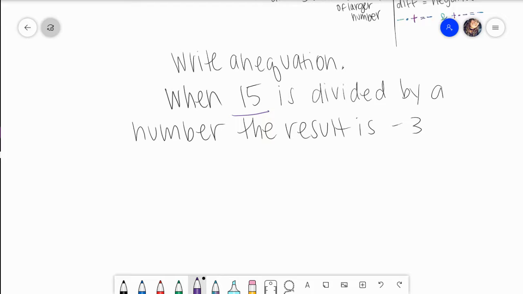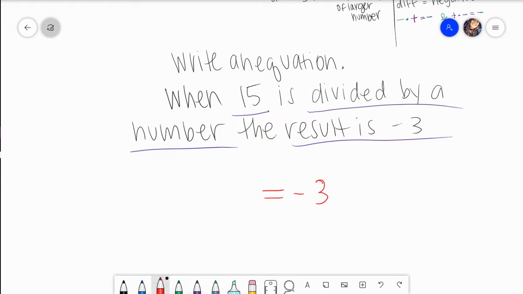What sticks out to me is 15 divided by a number, and result is -3. So result is -3. I'm writing an equation. Equations have equal signs. Result is -3. That sounds like an equal sign to me, right? So I would have equal -3. Okay, now let me keep on reading. When 15 is divided by a number, the homework will tell you to use X as your number. Okay, so I know we have a 15 and we have an X. There's my 15, this a number, that's my X, right? And what's happening? My 15 is being divided by this number. So 15 divided by a number, the result is -3.